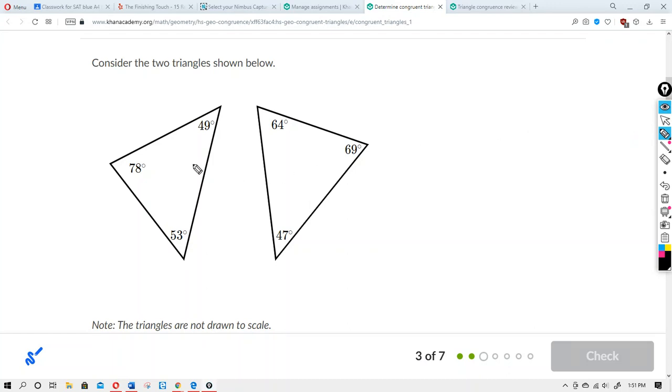So here, all three angles do not match. There's no match for 49, there's no match for 53. They're definitely not congruent.